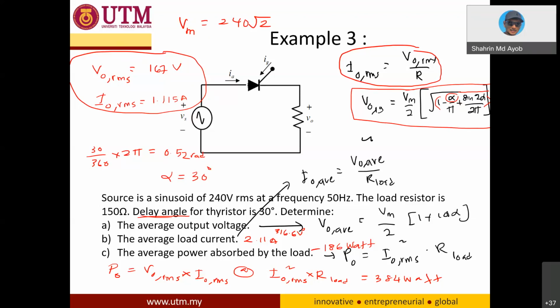Plus 1.3. It's 186. The power. Okay, so meaning that V out RMS is 167 volt. Okay.